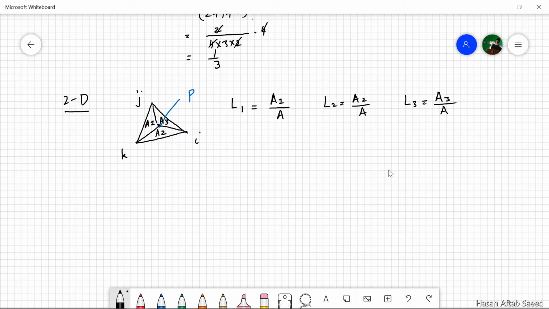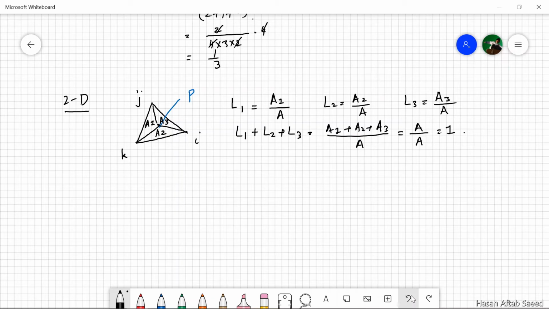Also, we know that the sum of shape functions is always 1 anywhere. Let's see if that is the case with the natural coordinates as well. L1 plus L2 plus L3 equals A1 plus A2 plus A3 over A. But A1 plus A2 plus A3 is equal to A, so A over A is equal to 1.